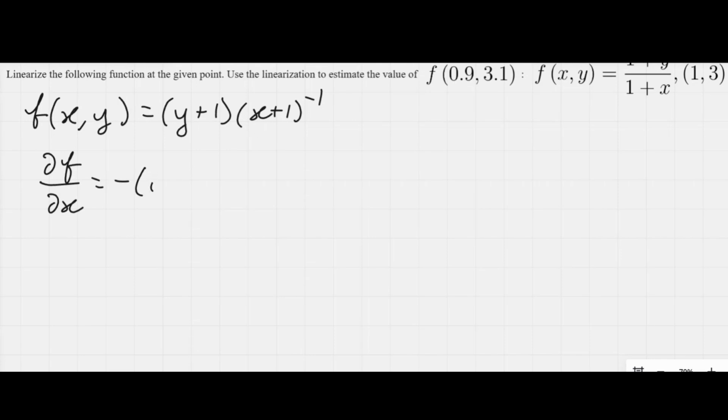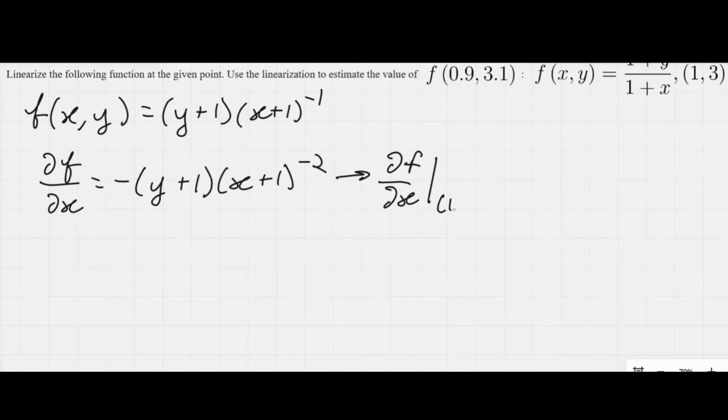So we have negative 1 plus y, x plus 1 to the power of negative 2. In fact, we don't even need to use chain rule over here. Or, I mean, we need to use chain rule. However, it really just amounts to the same expression. We can now calculate the partial derivative at the point (1, 3).